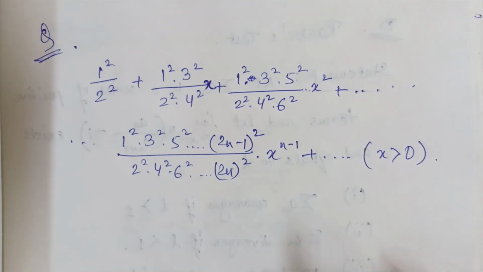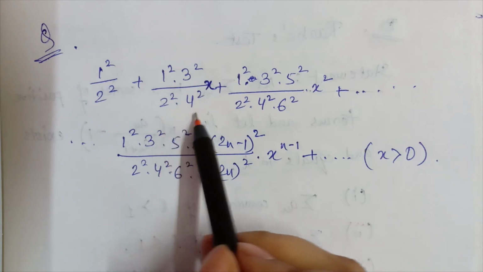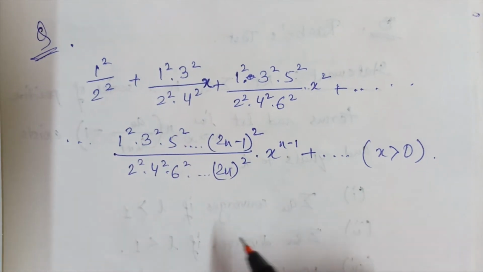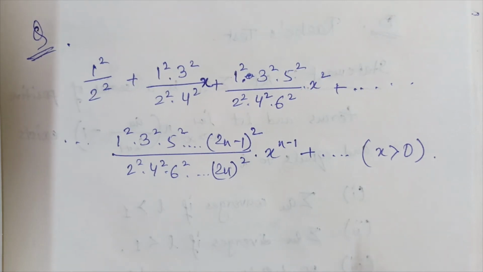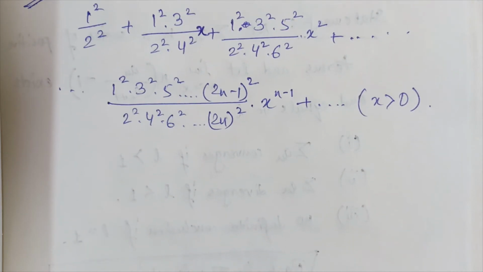So now we notice that the numerators are odd numbers and the denominators are even numbers. Using this series, we will test the convergence of it by using all the three ratio tests.